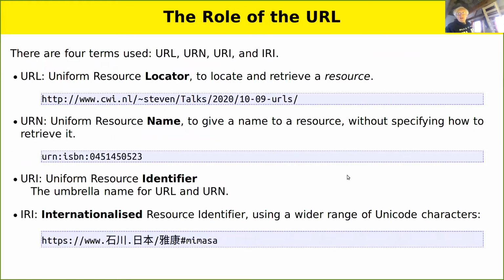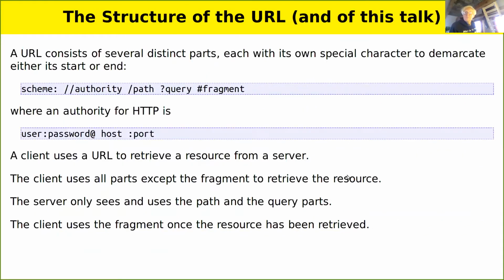So I said URI, I said URL. There are four terms basically being used. The original one was the Uniform Resource Locator, URL, which is there to locate and retrieve a resource. There's the Uniform Resource Name, which gives a name to a resource without necessarily specifying how to retrieve it, for instance, ISBN URNs. There's the URI, which is the umbrella name for those two things. And then finally, people also talk about IRI, which is the internationalized version of the URI, basically allowing a wider range of Unicode characters.